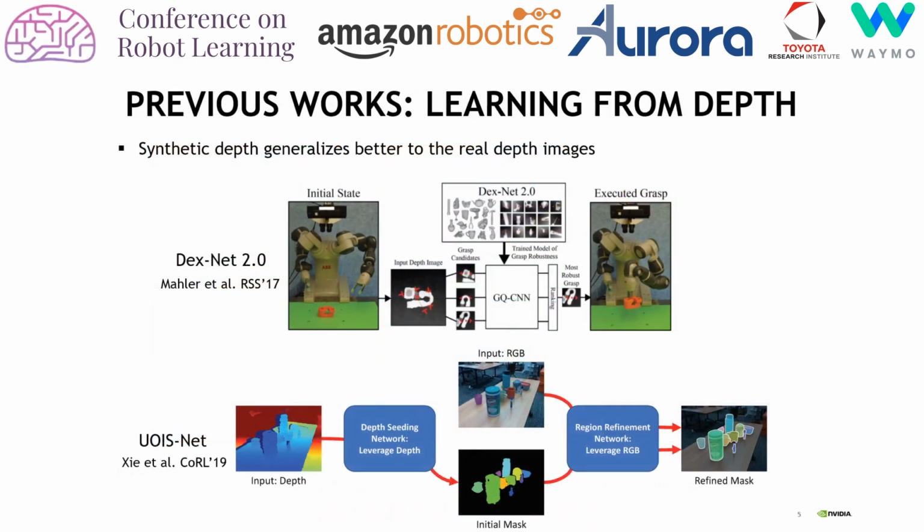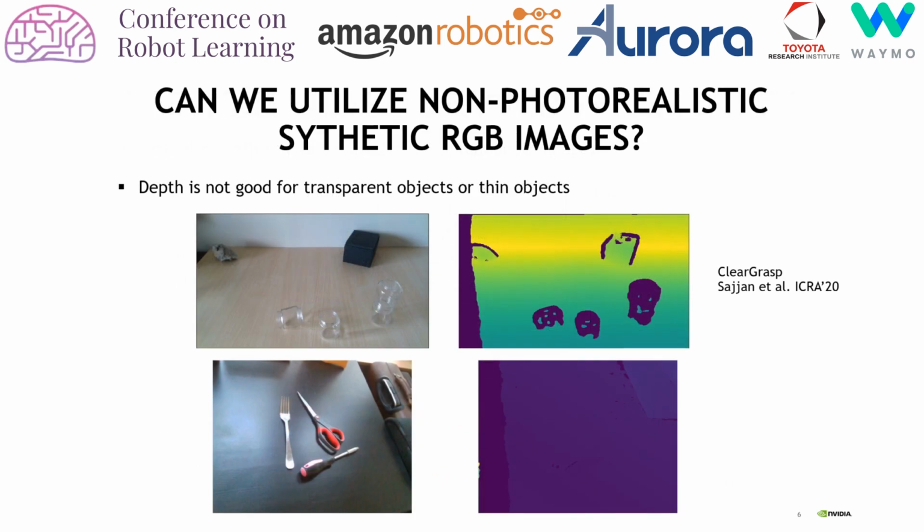Previous works on learning from synthetic data show that learning from synthetic depths is easier to transfer to the real world. The key question we're addressing here is, can we utilize non-photorealistic synthetic RGB images to learn a useful model that can transfer to the real world for unseen object instance segmentation? Because for certain objects, we cannot obtain good depths for them, such as transparent objects and objects on a table.